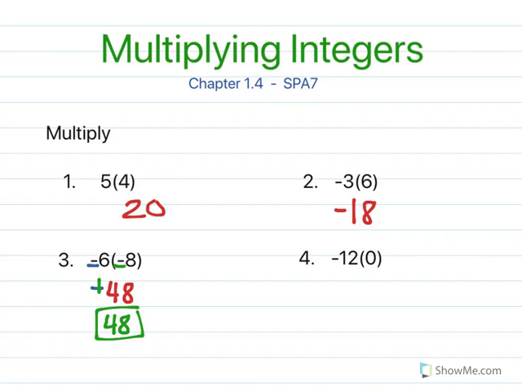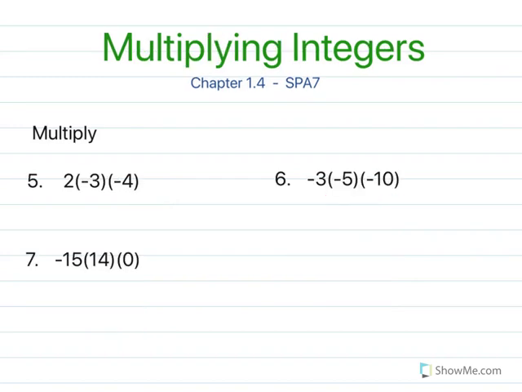Now for number 4, I notice that I'm multiplying by 0, so it doesn't matter what I'm multiplying. It's always going to be 0. If you multiply anything by 0, it becomes 0. All right, so hopefully this made some sense to you. Let's go ahead and move on to multiplying 3 integers.